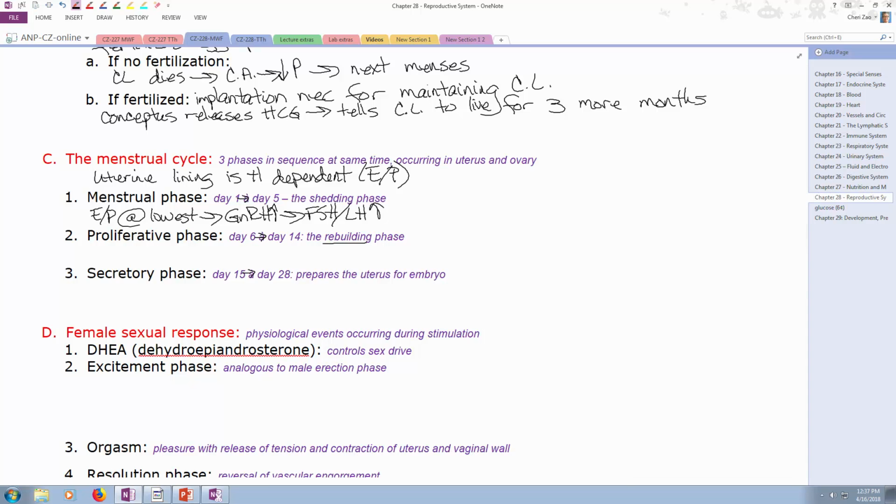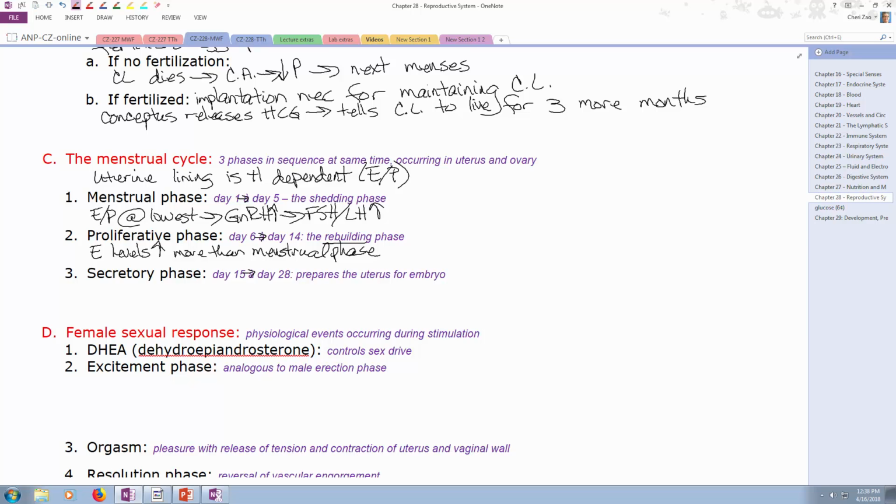And so now E levels are increasing more than in the menstrual phase. And why do I say that there are any E levels in menstruation? E starts exceedingly low during menstruation, but because follicles are starting to develop in the ovary, E levels start to go up. So in the proliferative phase, around day 6 to day 14, E levels are definitely increasing.